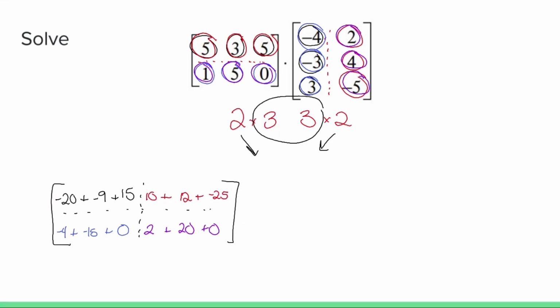Now we take each corresponding part, the top left, the top right, the bottom left, the bottom right, and do whatever addition we have to do. Negative 20 plus negative 9 is negative 29. Negative 29 plus 15 is negative 14. So first row, first column, negative 14. 10 plus 12 is 22, the Taylor Swift special. 22 plus negative 25 is negative 3, top right. Negative 4 plus negative 15 plus 0 is going to be negative 19. And finally, 2 plus 20 plus 0 is, again, the Taylor Swift special. I'm feeling that this number is 22.